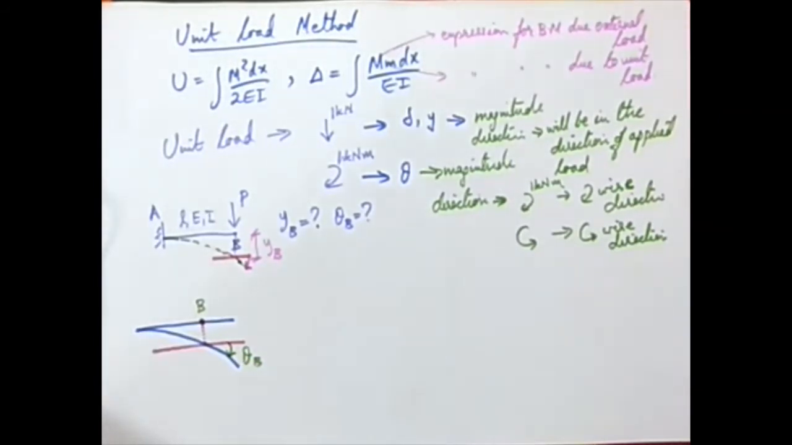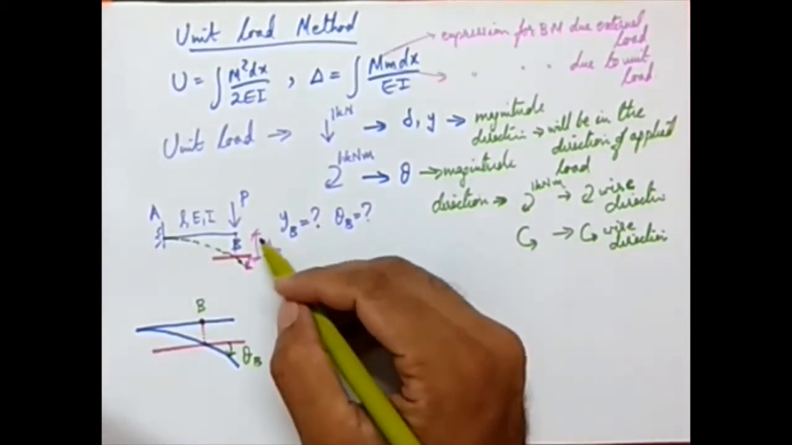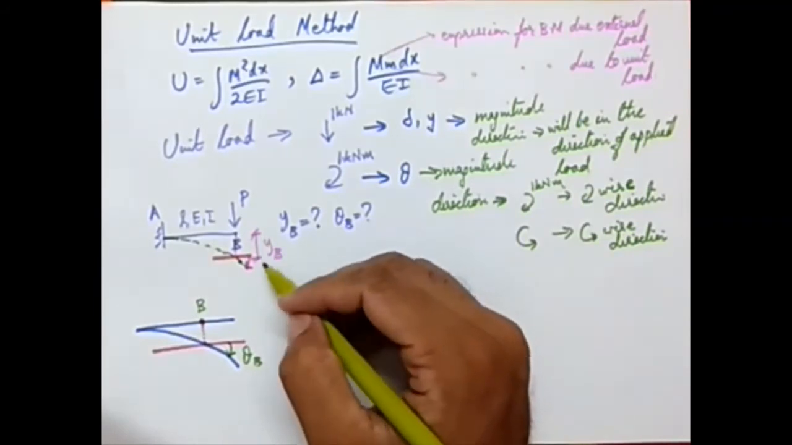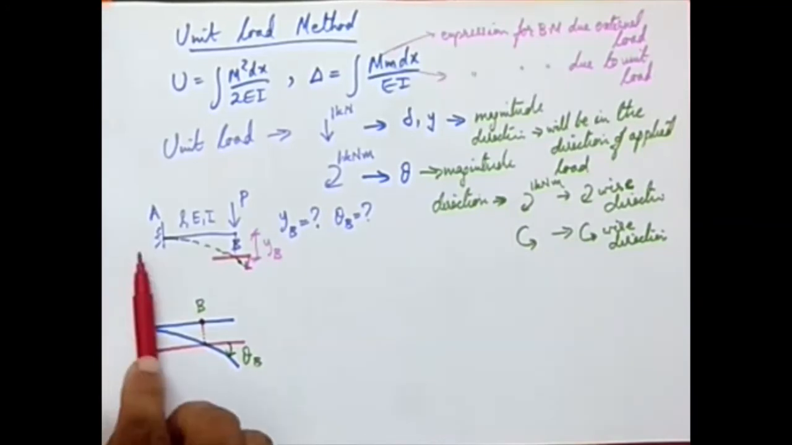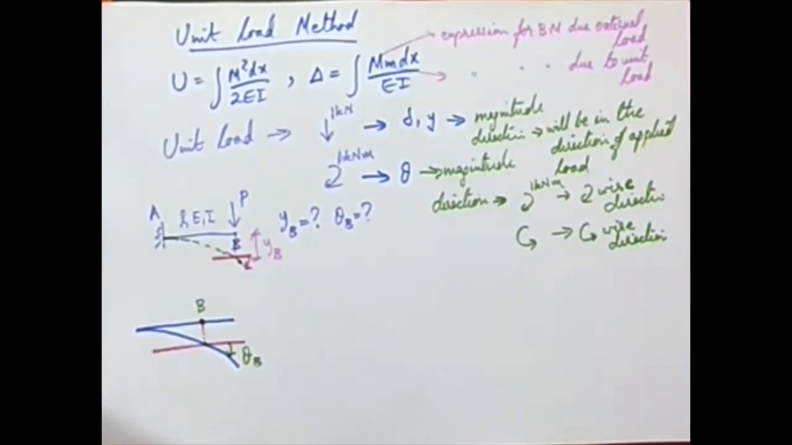We need to have a clear picture of how to get the direction of rotation from the displaced profile. Draw a parallel line to the original beam, and get the direction from the parallel line to the displaced profile. So here theta B is clockwise, and we know that the deflection is downward. We can assume these two things by plotting the displaced profile. Now we are going to see how to calculate it.